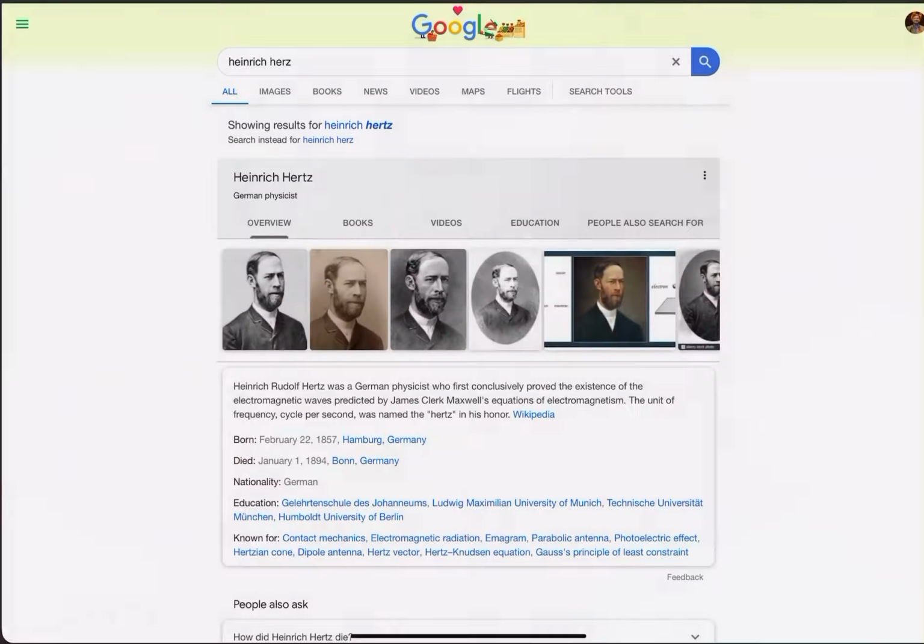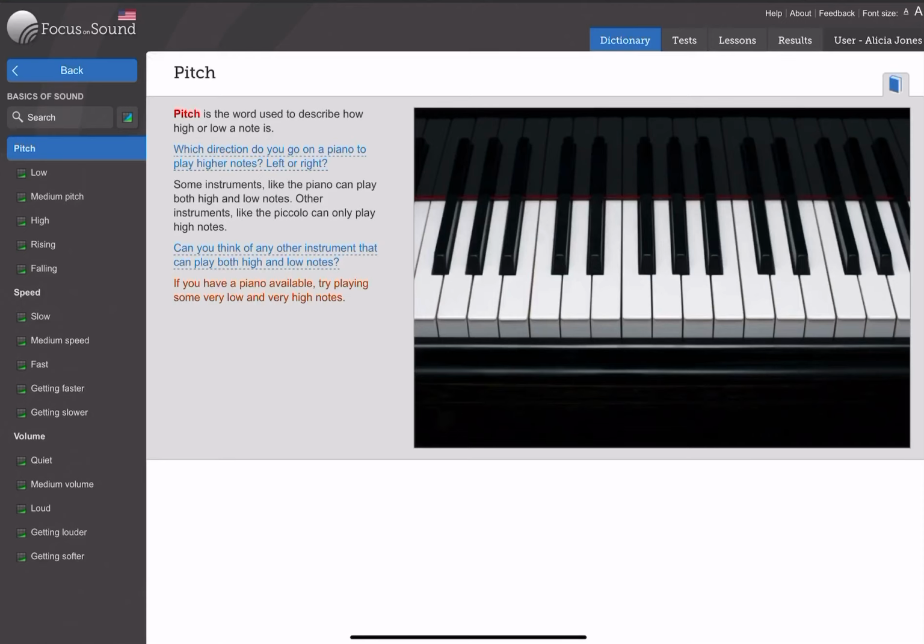In any case, if you have a piano, you can play some high notes or low notes. If you have an instrument at home, you can try to play some very high notes and very low notes. Or if you don't have an instrument at home, you can do it yourself, or ask your mom to sing as high as she can, and your dad to sing as low as he can. It's going to be fun.